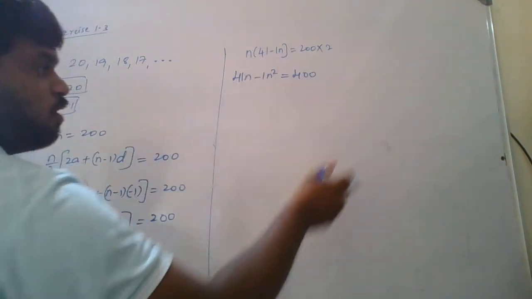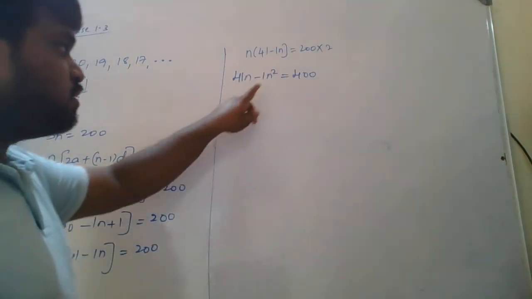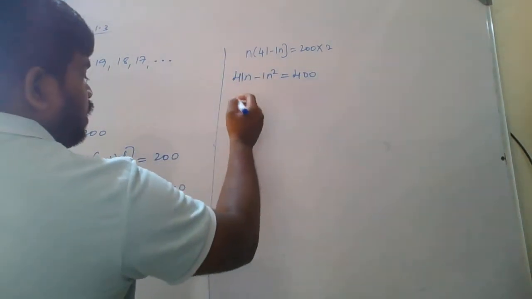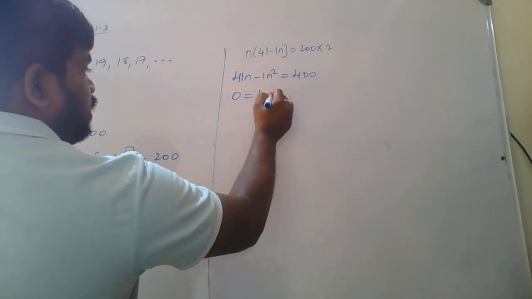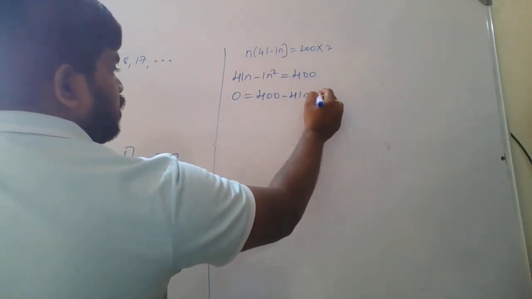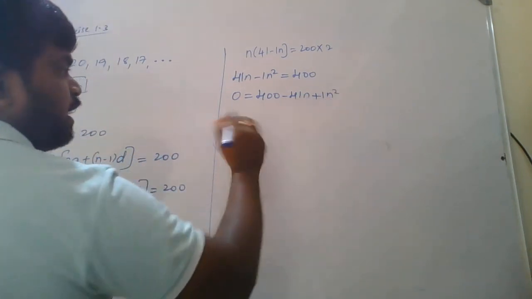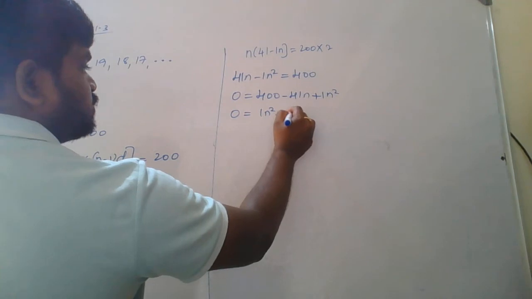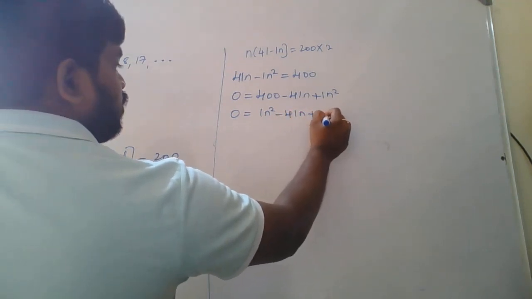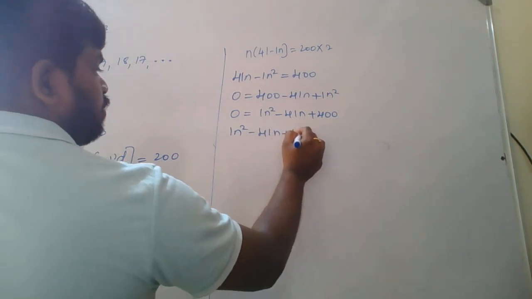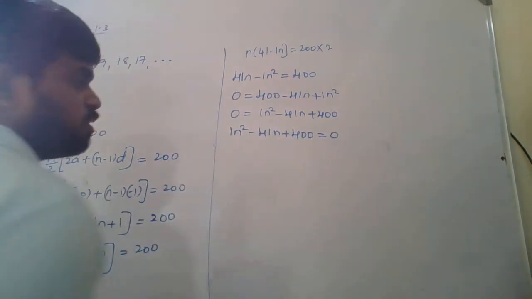Let me send everything to the other side, because if the coefficient of n square is positive, it's a bit easier to solve. So 0 equals 400, minus 41n to the other side, and minus n square to the other side becomes plus n square. Rearrange it. If you rearrange it, it becomes 1n square minus 41n plus 400. Let's write it the other way: 1n square minus 41n plus 400 equal to 0.